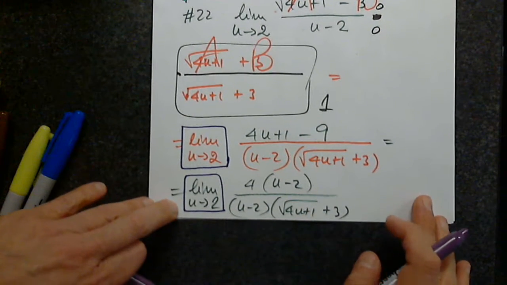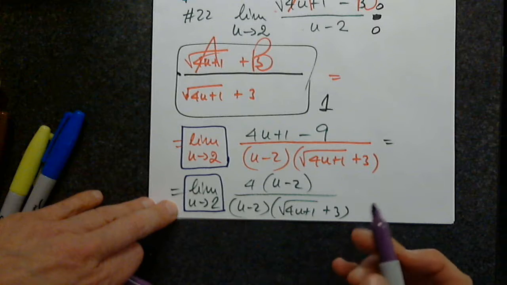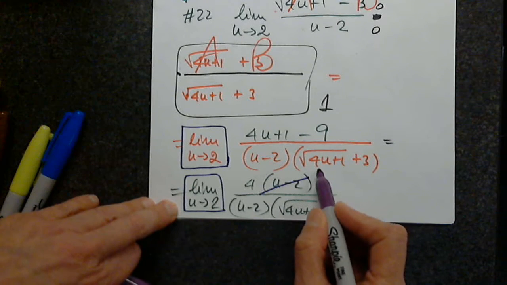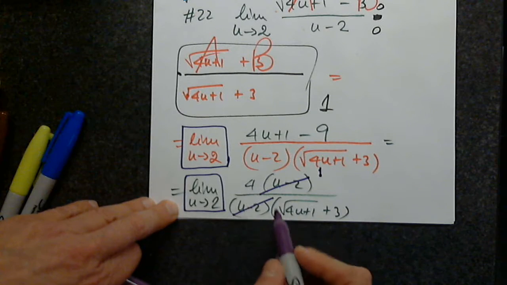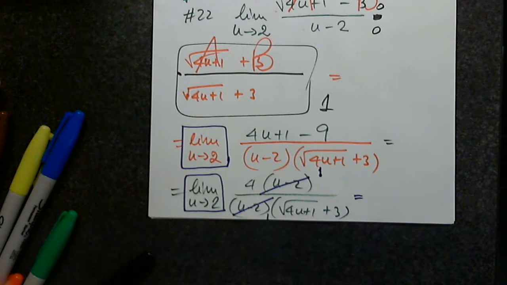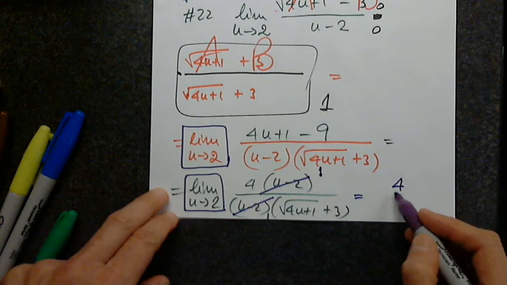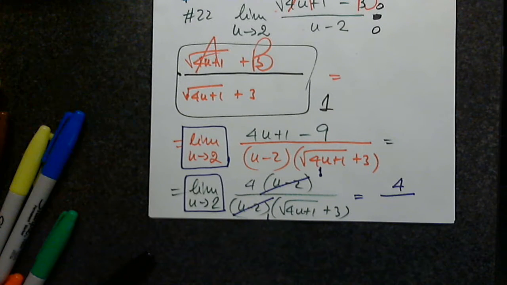So what would you recommend? Yes, u minus 2 divided by u minus 2 is 1. And now the limit from the top is the limit from the bottom as u approaches 2. 4 times 2 is 8, plus 1, the square root of 9 is 3, 3 plus 3 is 6.